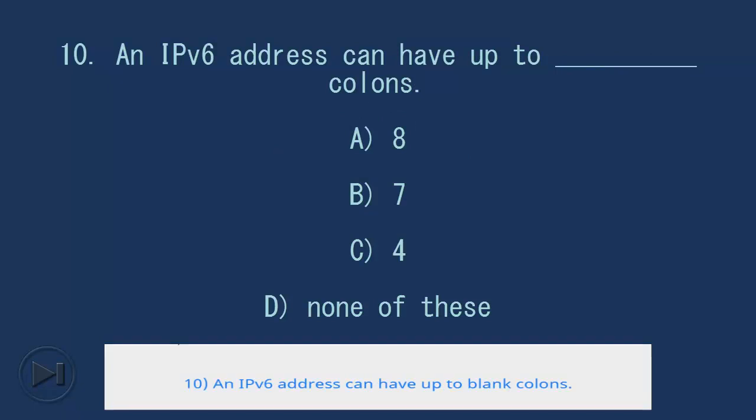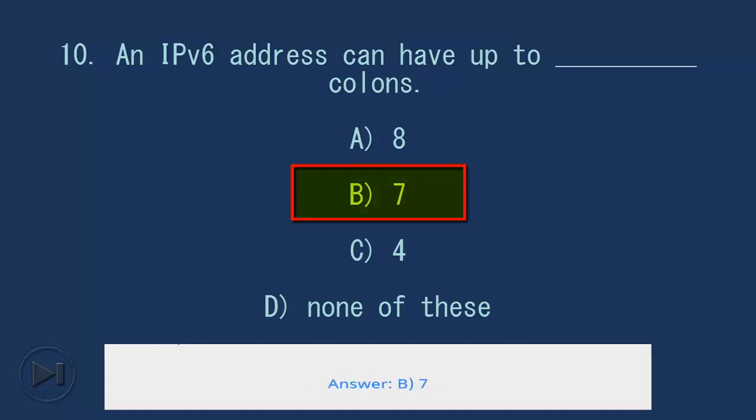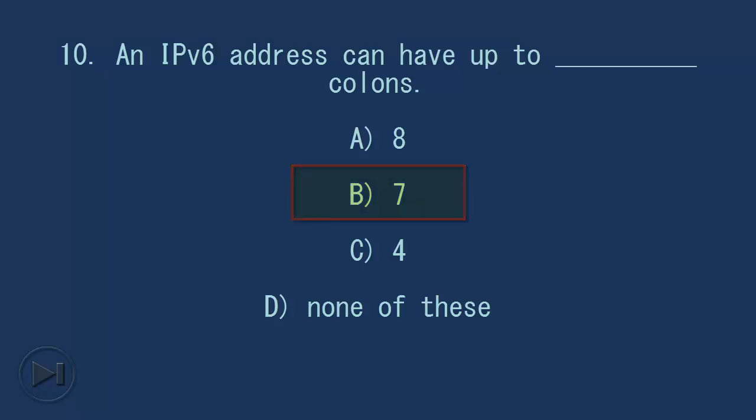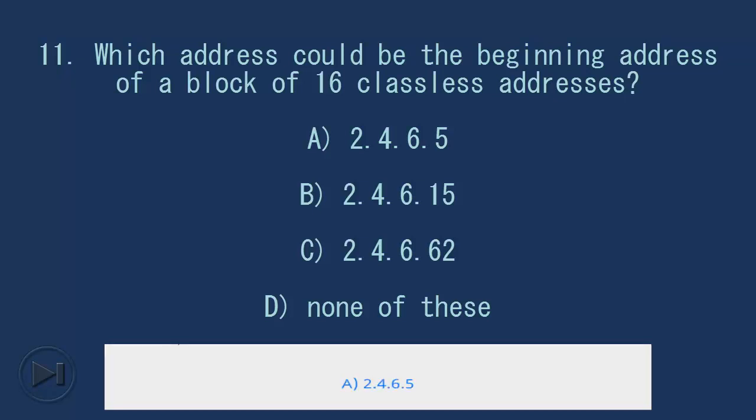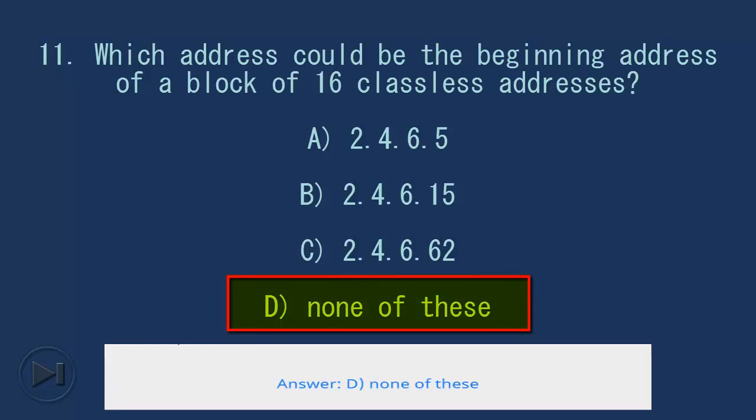10. An IPv6 address can have up to blank colons. A. 8. B. 7. C. 4. D. None of these. Answer, B. 7. 11. Which address could be the beginning address of a block of 16 classless addresses? A. 2.4.6.5. B. 2.4.6.15. C. 2.4.6.62. D. None of these. Answer, D. None of these.